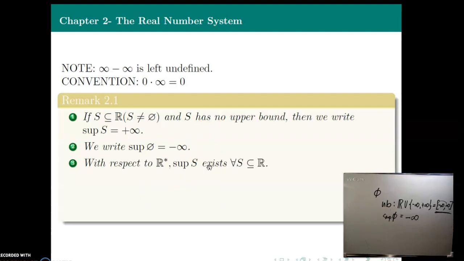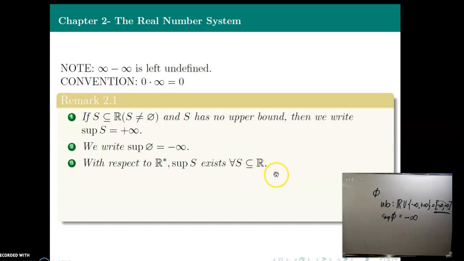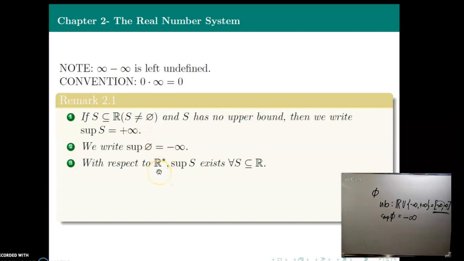we have here, again with respect to R star, the supremum of S exists for all subsets S of the set of real numbers. Because if there is no upper bound of the set S, we say that the supremum of S is positive infinity. And take note, in the extended real numbers, the positive infinity belongs to the set of the extended real numbers.